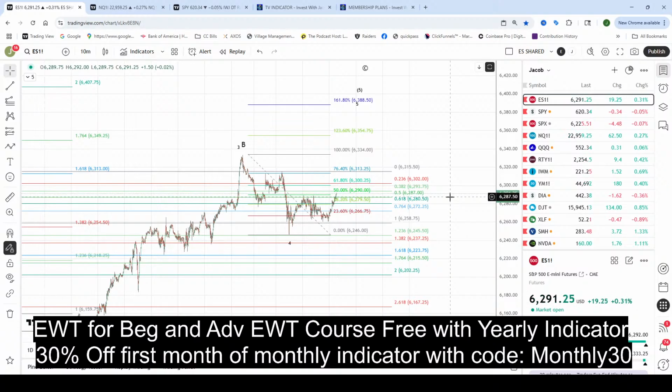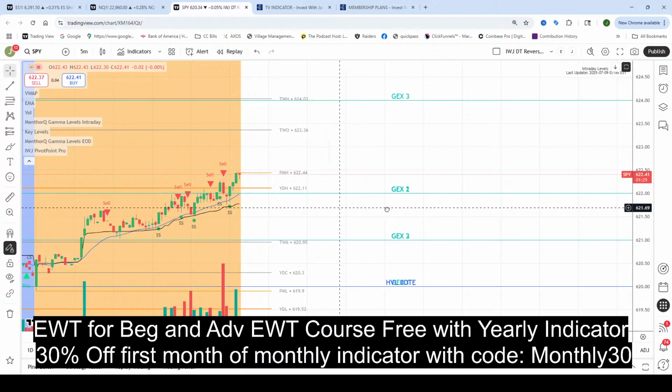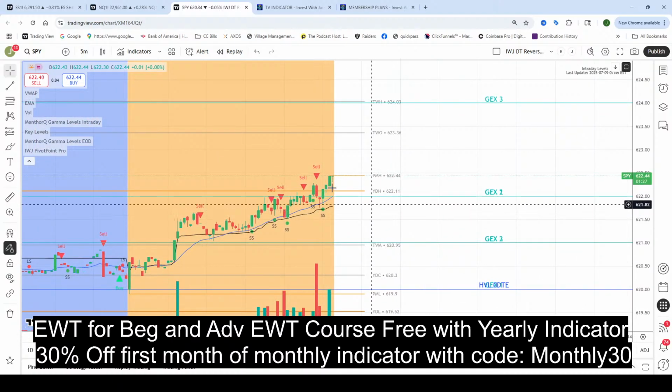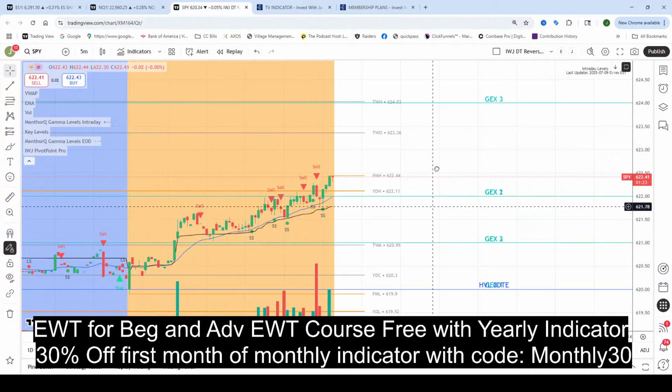So understanding both the psychological and the mechanical side of trading is very, very important. And that's what the indicator helps you do. It takes away emotion if you follow the rules and you simply follow the buys and sells. You will do very well.